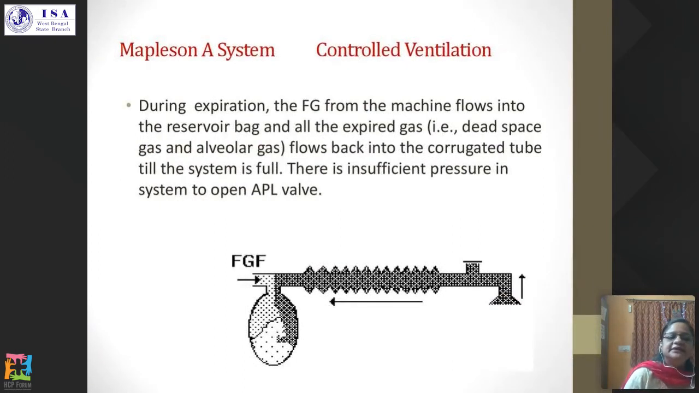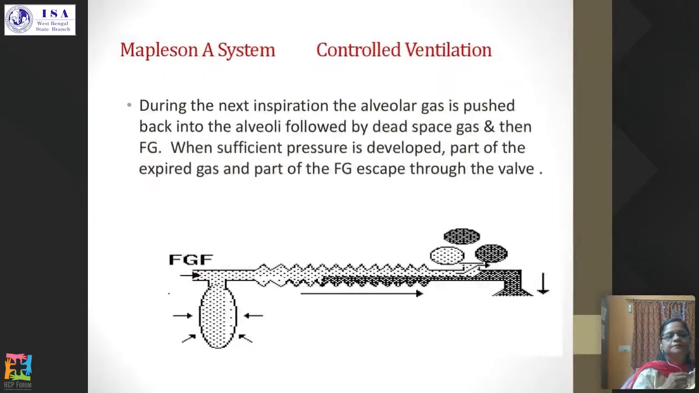Then, during expiration, the fresh gas from the machine flows into the reservoir bag, and all the expired gas, that is dead space gas and alveolar gas, flows back into the corrugated tube till the system is full. There is insufficient pressure in the system to open the APL valve. During the next inspiration, the alveolar gas is pushed back into the alveoli, followed by dead space gas and then the fresh gas. When sufficient pressure is developed, part of the expired gas and part of the fresh gas escape through the valve.